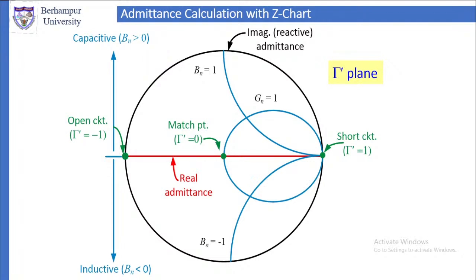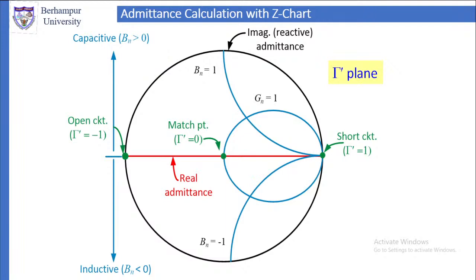The leftmost point will be gamma dash is equal to minus 1. Gamma dash is equal to minus 1 means gamma is equal to minus gamma dash, so minus gamma is equal to minus 1, or gamma is equal to 1. Gamma is equal to 1 is the open circuit. So you get the open circuit on the left hand side. On the right hand side we will have gamma dash is equal to plus 1, which means gamma is equal to minus 1. Gamma is equal to minus 1 represents the short circuit. So the right hand side will be short circuit.